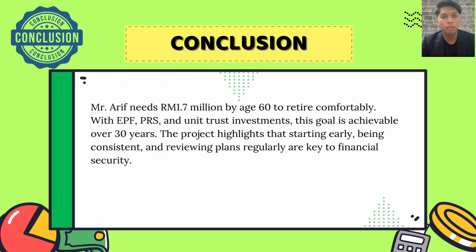In conclusion, our project shows the importance of having a structured retirement plan that prepares for both current and future financial challenges. Based on our calculation, Mr. Arif will need about RM 1.7 million by age 60 to sustain his lifetime until 80. While this seems like a big amount, it is achievable through disciplined saving, consistent EPF contribution, and additional investment in PRS and unit trust. With the power of compounding, even small contributions today can grow into a sufficient retirement fund.